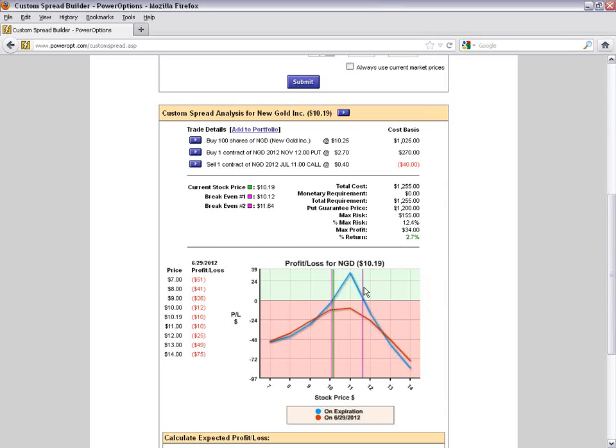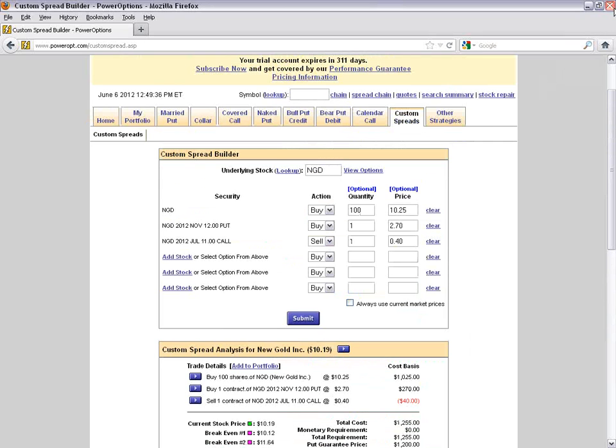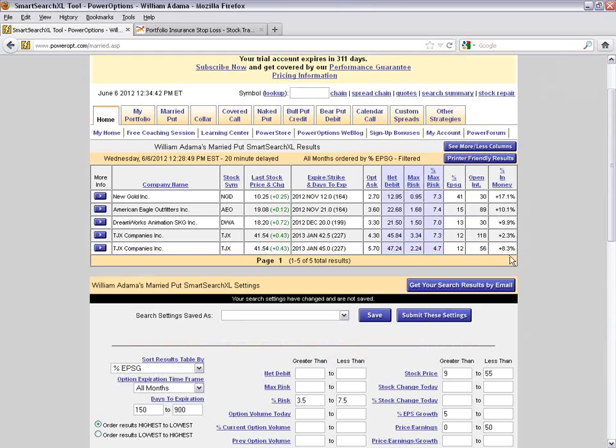And now, I don't expect the stock to maybe gap up to $15 or $16 per share, but I know that it could, and this is now outside of my accepted range for risk on the upside. I don't want to do this right now. All right. Let's go ahead and close that. We're back on our search screen.